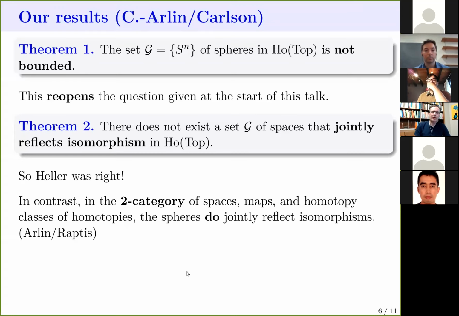In contrast, if you're not working in the homotopy category, if you just go one dimension higher, so if you work in the two-category of spaces, continuous maps, and homotopy classes of homotopies, then the spheres do jointly reflect isomorphisms. So it's only when you've truncated fully down to the homotopy category that this problem occurs.